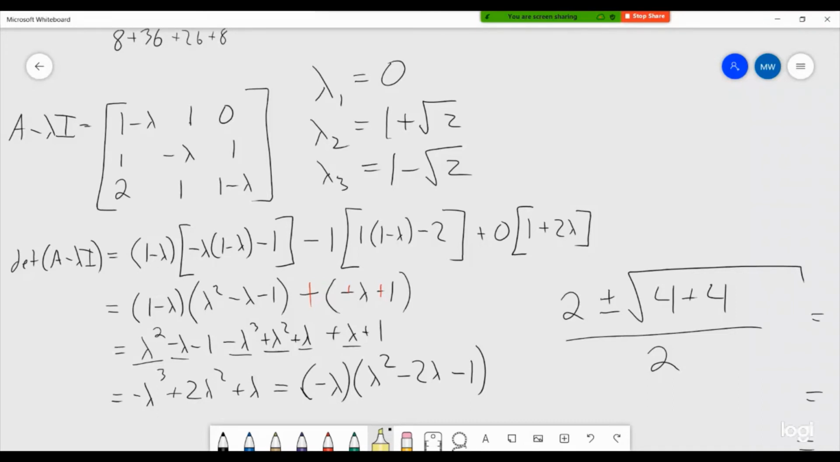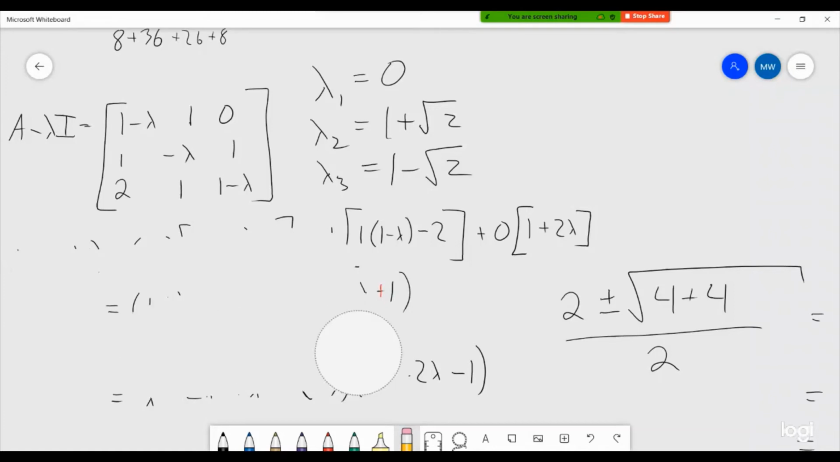Okay. So at this point, what we can do is go through and try to figure out what vectors are in the null space of each of these eigenvalues. So let's clear this a bit so we can figure out the vectors that correspond to it.